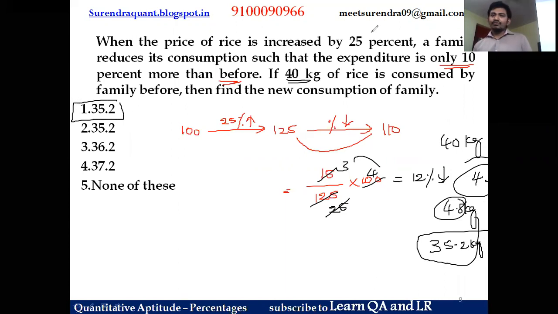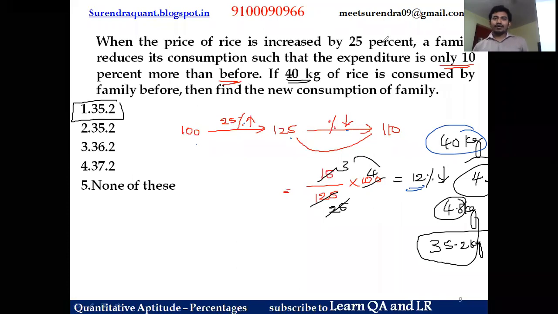Very simple now. What is the summary, guys? The summary is very simple. Initially you take 100, 25 increase, 125. Percentage decrease in the consumption to have 110, so the percentage decrease is 12%. Initially 40 kg, when it decreases by 12%, it becomes 35.2 kg.